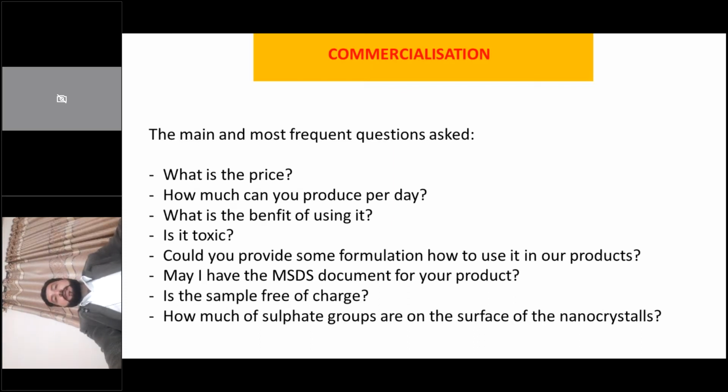This slide addresses the commercialization of nanocellulose for the synthesis of various kinds of material. The main and most frequent questions asked as per literature record are: what is the price of this product? How much can you produce per day? What is the benefit of using it? Is it toxic? Could you provide some formulation on how to use it in our products? May I have the MSDS document for your product? Is the sample free of charge? How many sulfate groups can be there on the surface? So these are the common questions which are usually addressed and answered as per literature record.